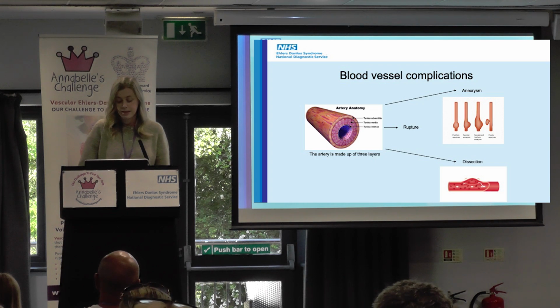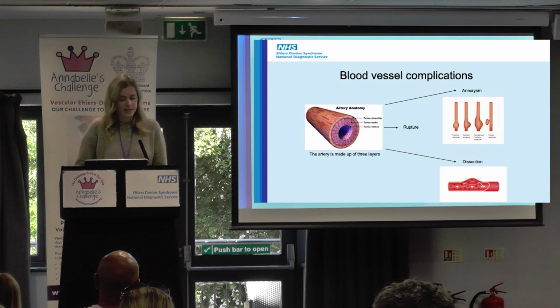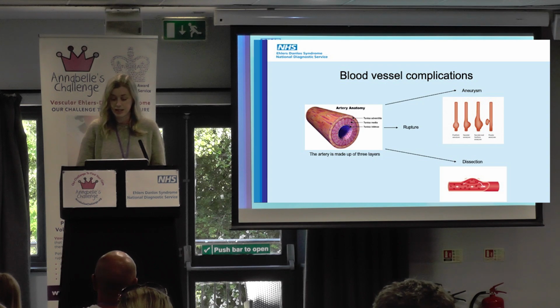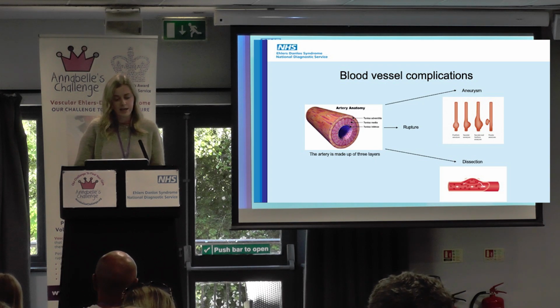So I'm going to talk a little bit about some of the blood vessel complications, and again I'm sure this is all quite familiar with everybody. As you can see on the left there's a diagram of an artery, and arteries are made up of 3 layers. So the inner lining, the middle bit, the media, and then the outer lining. One complication seen in vascular EDS might include aneurysm, and an aneurysm is essentially a swelling with all 3 layers of the artery intact. And it's where the artery wall has essentially ballooned out a little bit, which can potentially cause a weak point in the vessel.